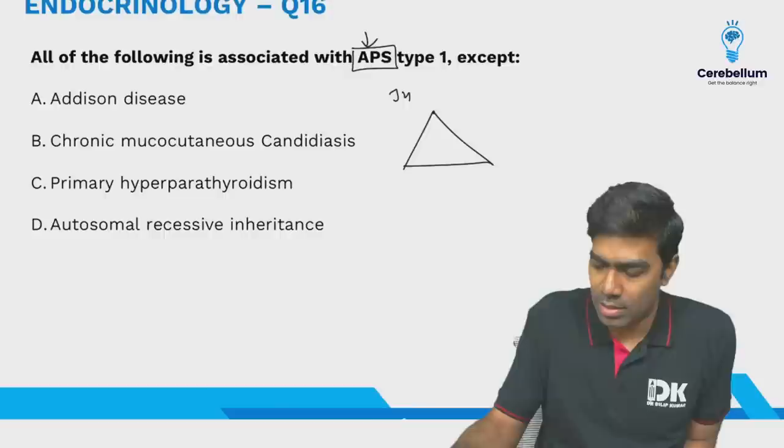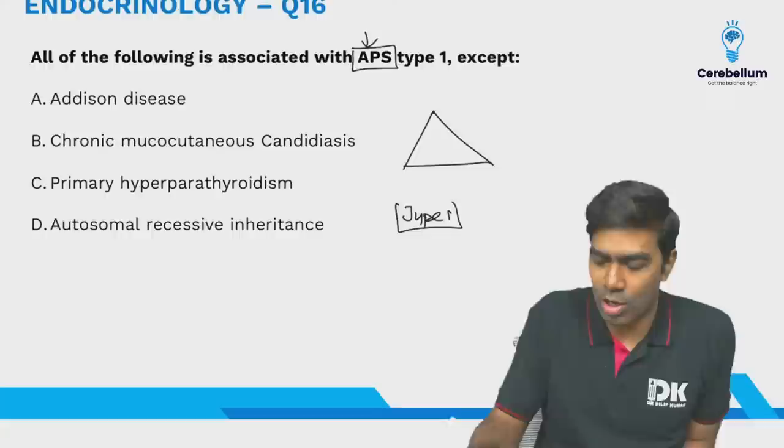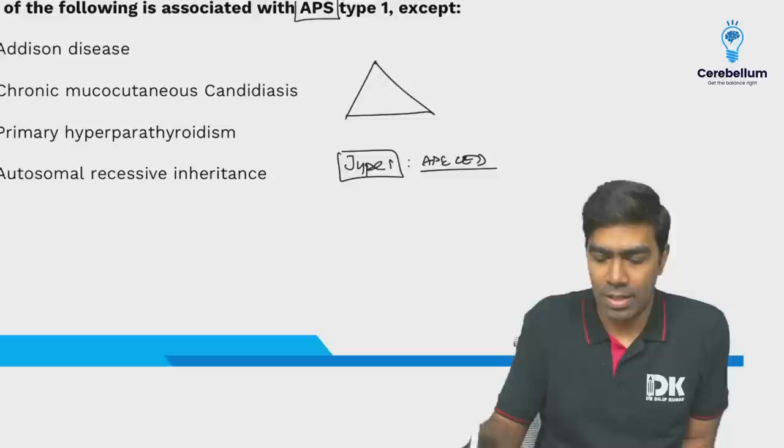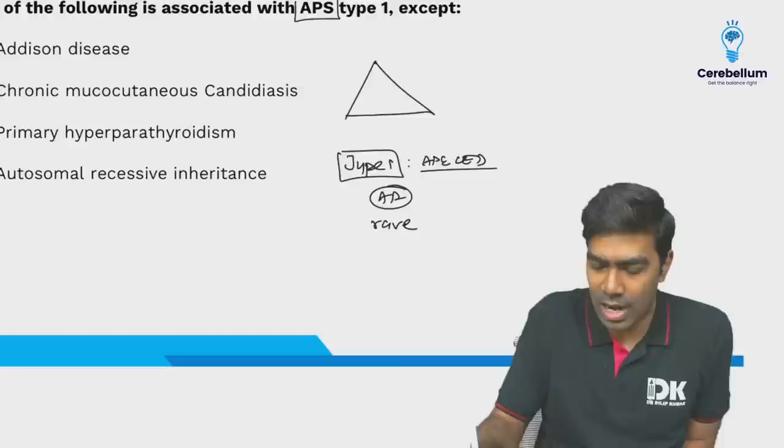You can remember both in the form of a triad. This is type 1 autoimmune polyglandular syndrome, also called APECED syndrome. APECED is autoimmune polyendocrinopathy with candidiasis and ectodermal dystrophy. Patients will have ectodermal dystrophy also, and it is autosomal recessive inheritance. It's a rare disorder, and the mutation is in the AIRE gene present on chromosome 21.